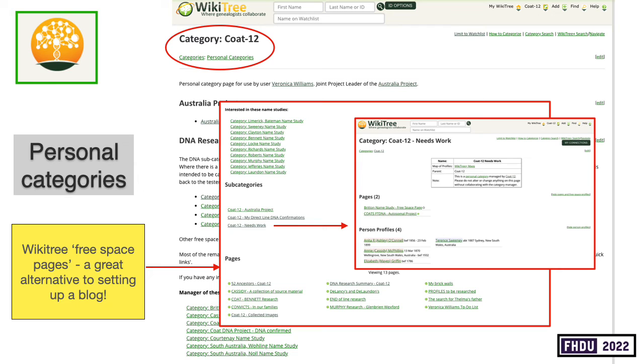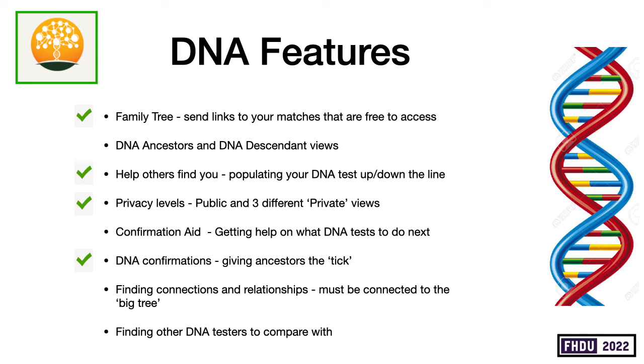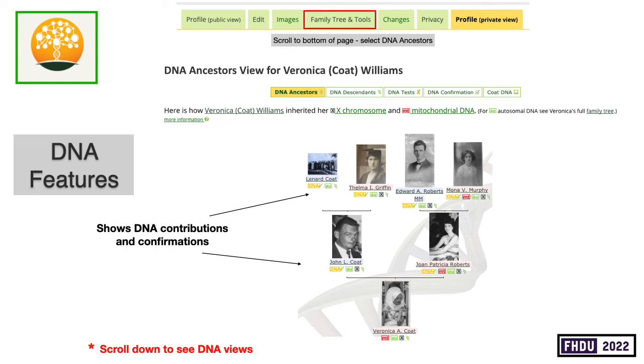that people can find. Now, WikiTree has some fabulous DNA features, and I've already spoken about a number of these today. There's a list of the DNA features, and we've already spoken about half of them. So I'm just going to talk about a few more quite quickly. One of the great things under Family Trees and Tools, when you scroll down to the bottom of the page there, is this wonderful DNA Ancestor Views, which shows your DNA contributions and where the confirmations have been made.